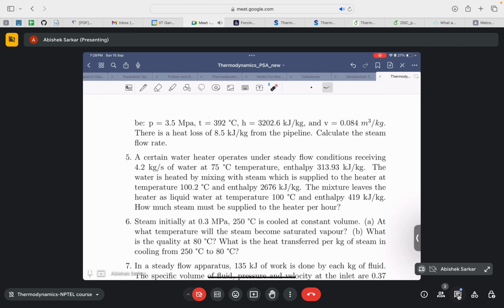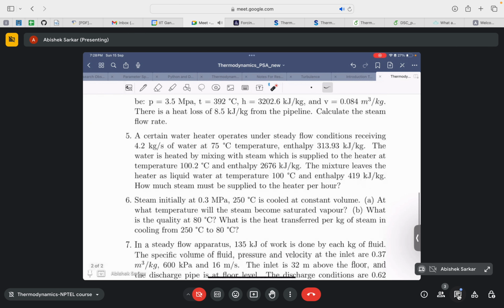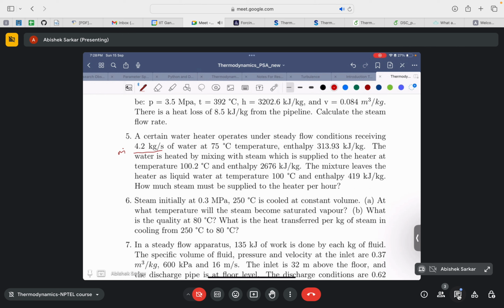Yep, this is an interesting one. Okay. A certain water heater, let's do question number 5. A certain water heater operates under steady flow conditions receiving 4.2 kg per second. So this is your m dot. Okay. 4.2 kg per second of water at 75 degrees Celsius temperature, and enthalpy of 313.93 kilojoule per kg. So this is your H1.